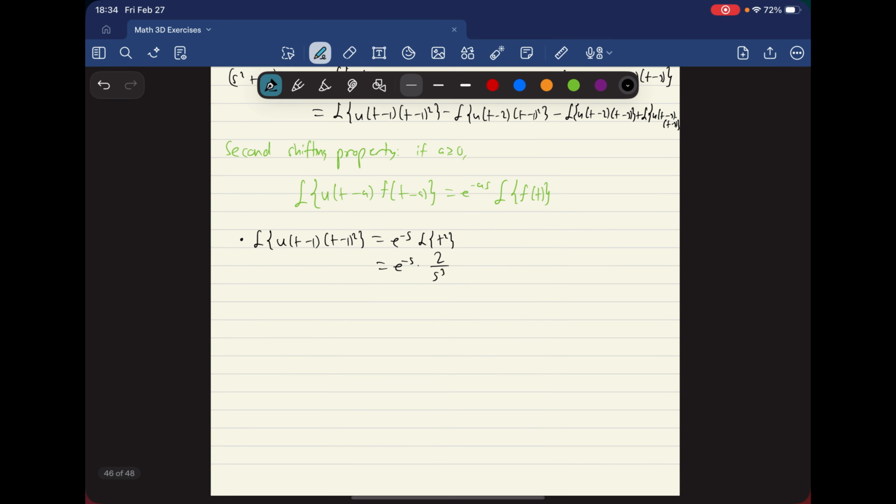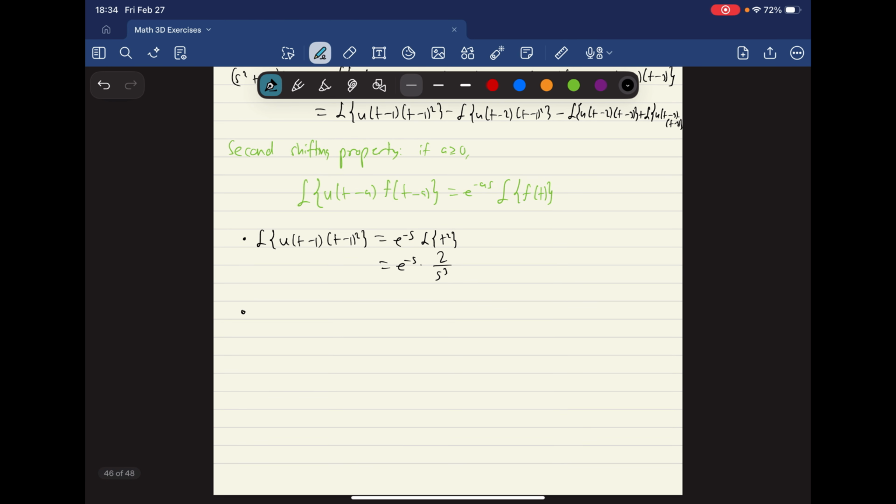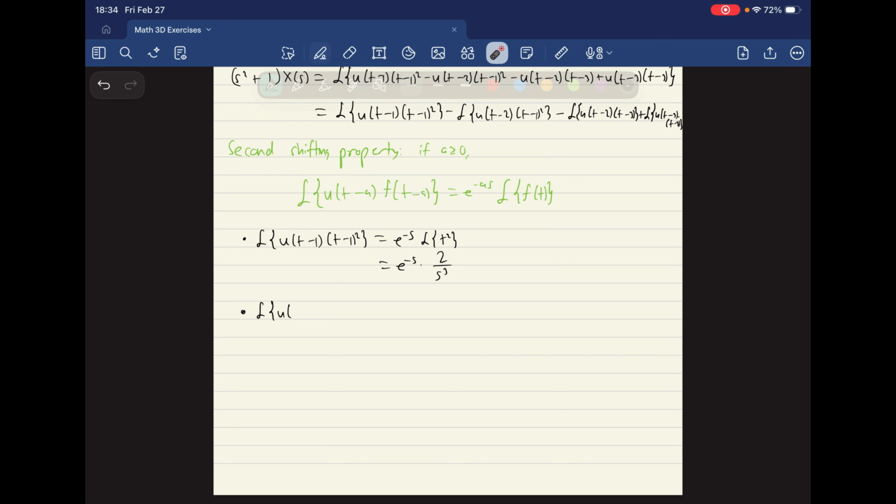Similarly, over here, now we're going to compute the Laplace transform of the next term. So u of t minus 2, t minus 1 squared.